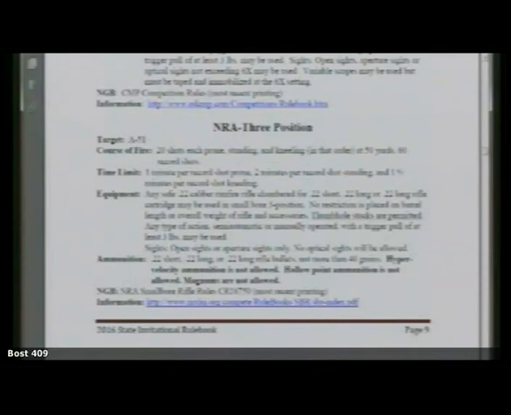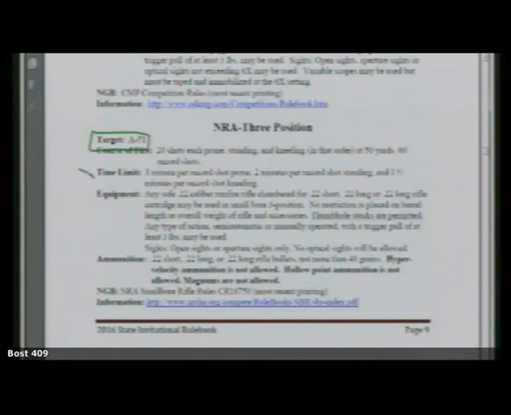The NRA three-position event has a different target. This is the A-51 target. The course of fire consists of 20 shots for each position at 50 yards, for a record 60 shots. The time limit for this course of fire is indicated here, with the equipment specifications being here.